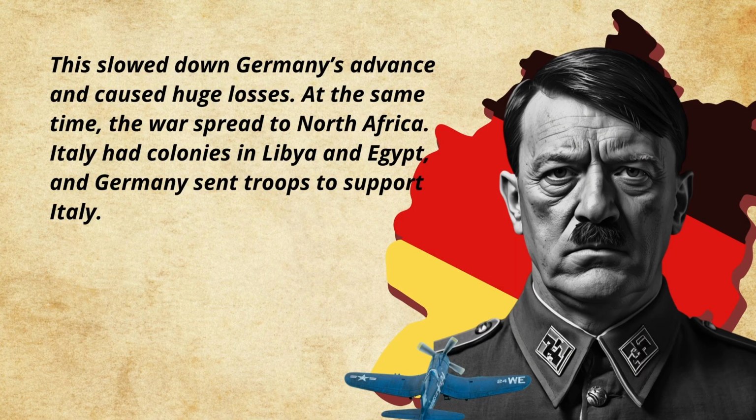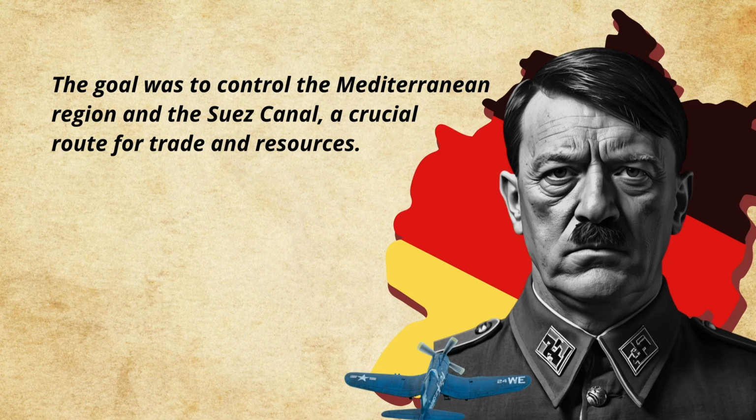At the same time, the war spread to North Africa. Italy had colonies in Libya and Egypt, and Germany sent troops to support Italy. The goal was to control the Mediterranean region and the Suez Canal, a crucial route for trade and resources.